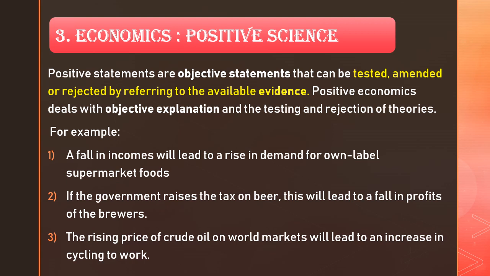Here are some examples. Just have a look: a fall in income will lead to a rise in the demand for own-label supermarket foods, or if the government raises the tax on beer, this will lead to a fall in the profit of the brewers. Obviously, if the government raises the tax, people may avoid buying beer because the price of beer will rise. So how can we verify this statement? By studying the facts, or the data from previous years.